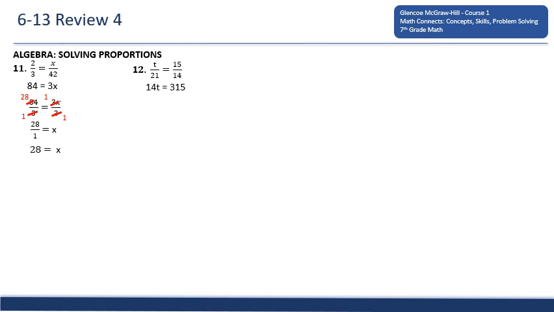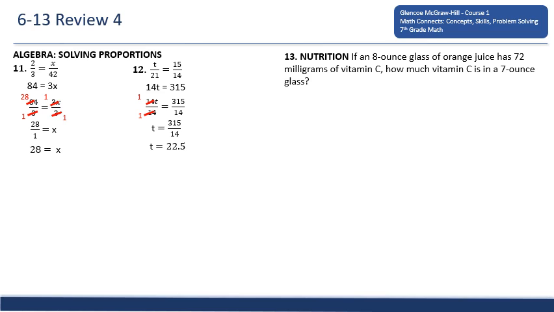14t equals 315, cross products. So we did t times 14, 21 times 15. Now we need to get the variable t by itself, so we will divide each side by 14, and we'll simplify the 14s. And the 315 and 14, their greatest common factor is 1. So we'll use a calculator here and divide 315 by 14, and that'll give us t equals 22.5.